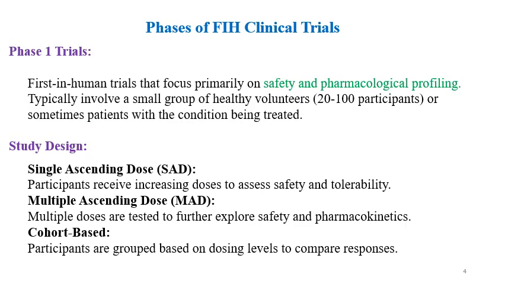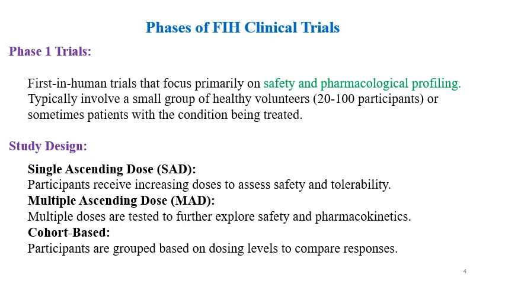So there are some phases in clinical trials. As we know, phase 1, phase 2, phase 3 and phase 4. First in human trials are the phase 1 trials to evaluate the safety and pharmacological activity of the drug molecules. Typically 20 to 100 participants are enrolled. The participants may be healthy volunteers or sometimes patients, depending on the drug molecule. Study designs generally are SAD and MAD designs. Also cohort-based designs are there.